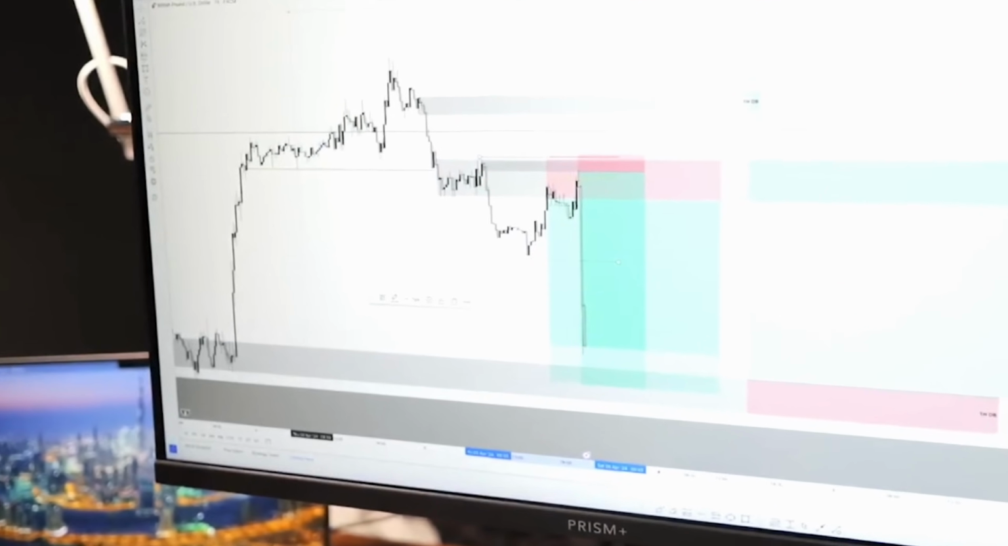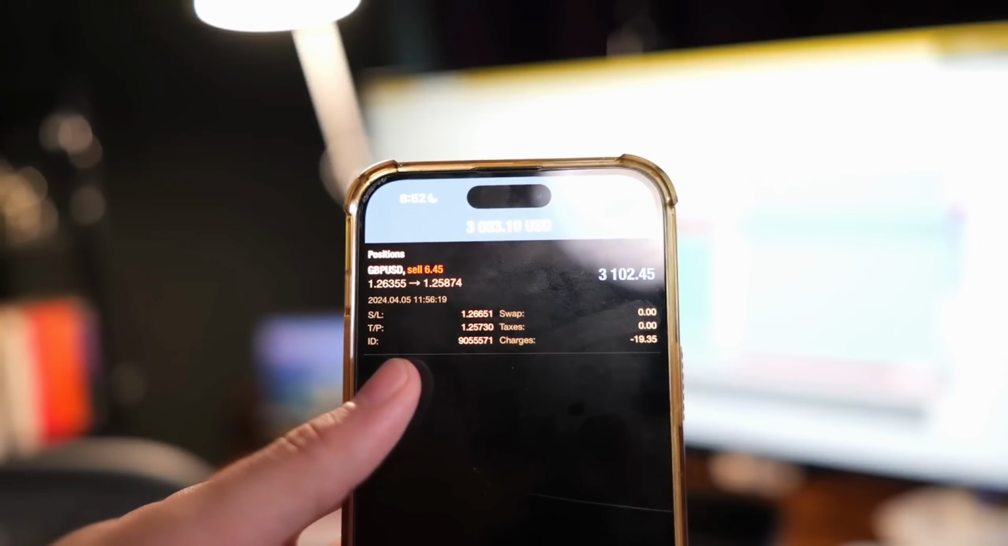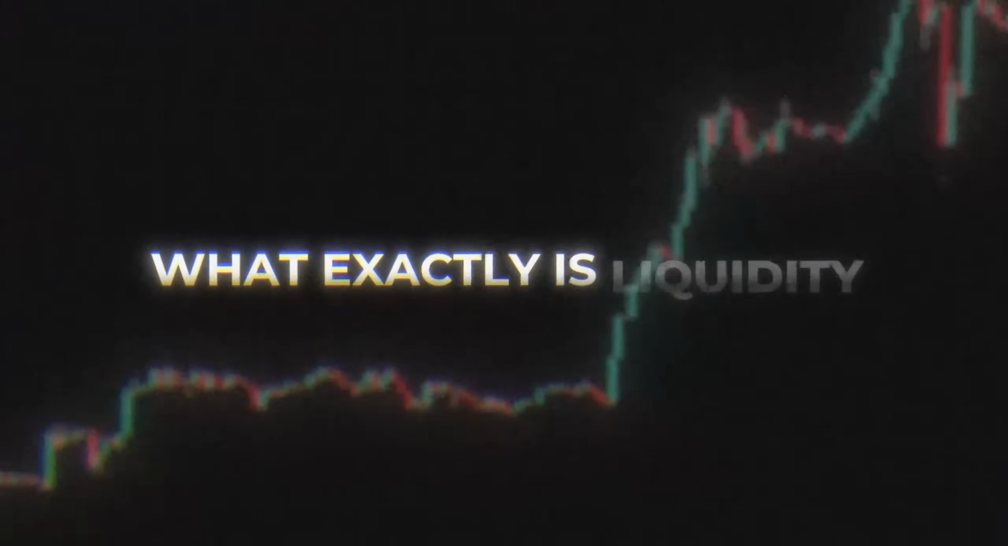If you can master and spot liquidity early, you will be able to enter the trade right before smart money does and take advantage of this huge move and make a lot of money fast. So what exactly is liquidity?